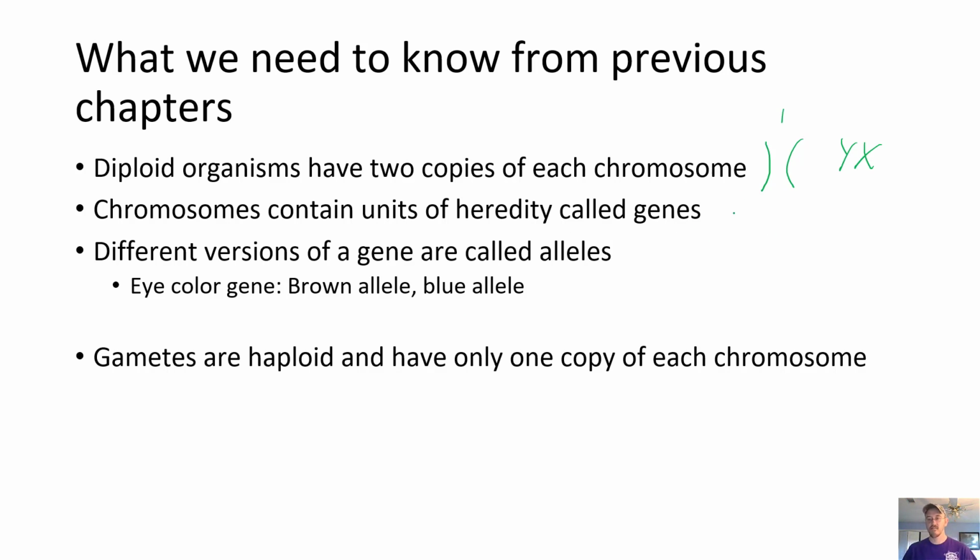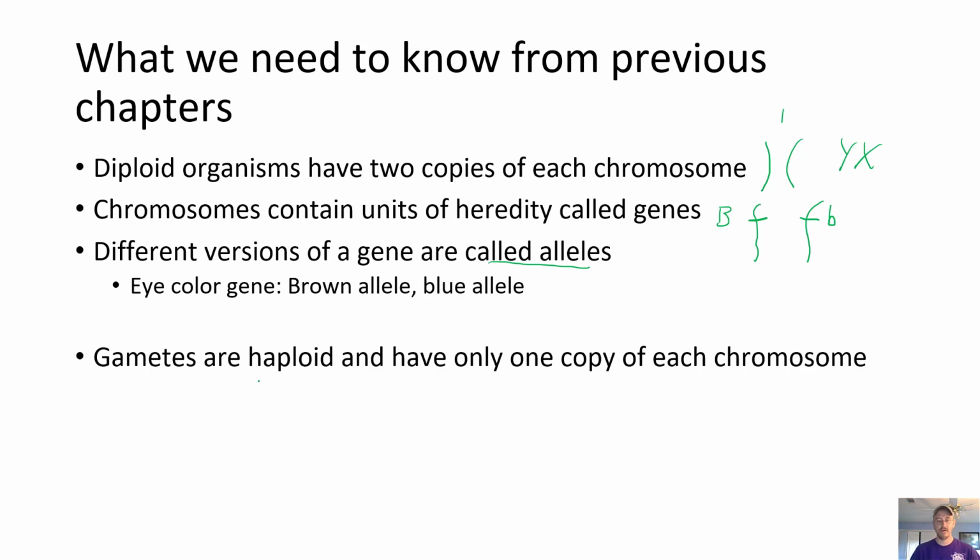Chromosomes contain units of heredity called genes. So on a chromosome, you might have a gene right there for like eye color. And let's draw another chromosome. Let's say these are homologous chromosomes. They both have eye color on them. Different versions of a gene are called alleles. So you might have a brown eye allele on this one and a blue eye allele on that one.